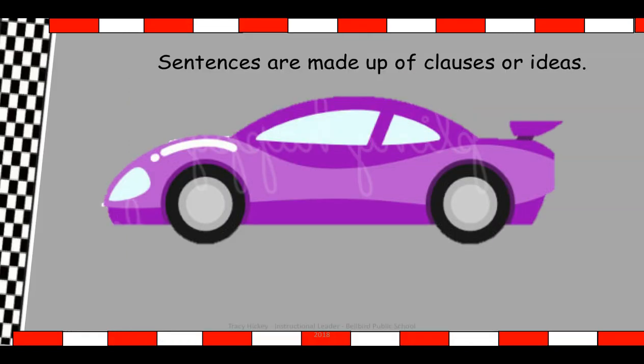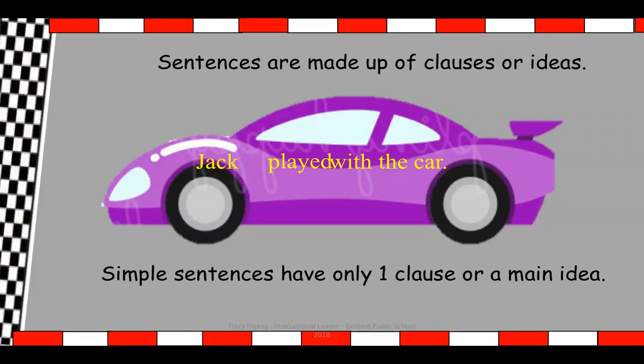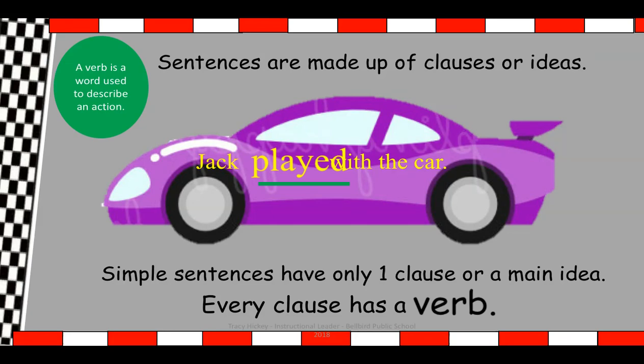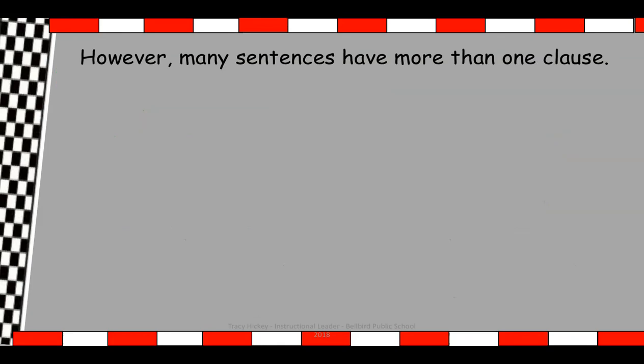So, as we know, all sentences are made up of clauses or ideas, like Jack played with a car. So simple sentences, which is the first type of sentence we're going to talk about today, only has one clause or a main idea, and every clause has a verb, which in this sentence is played. So we know that a verb is a word used to describe an action.